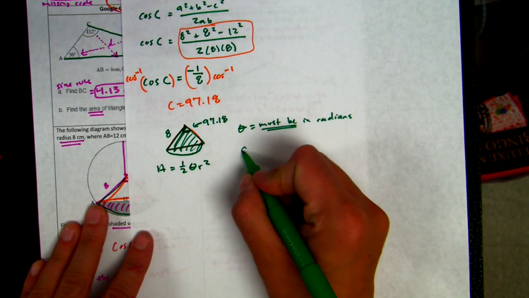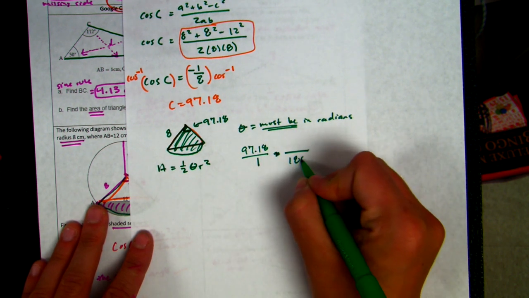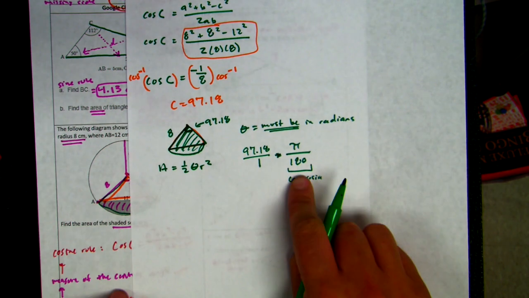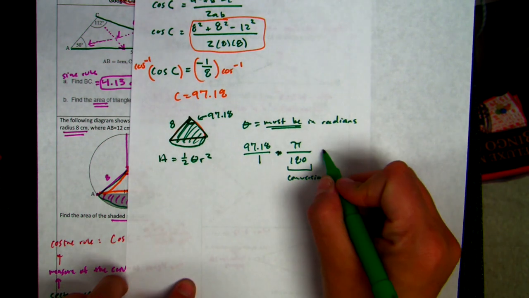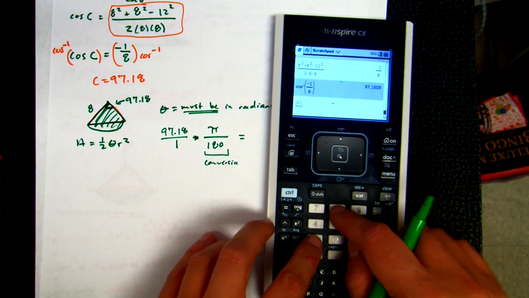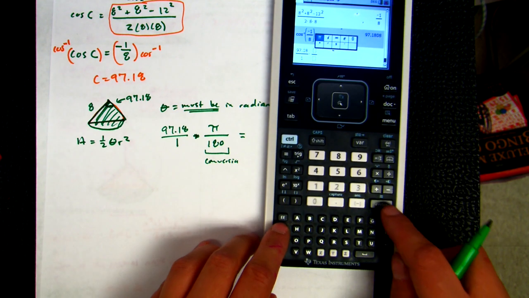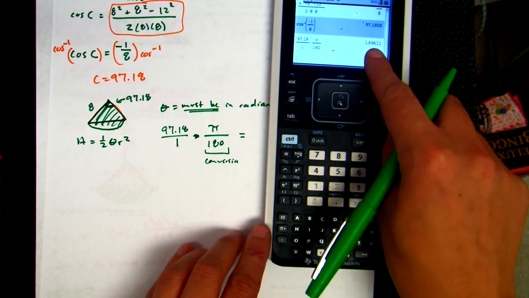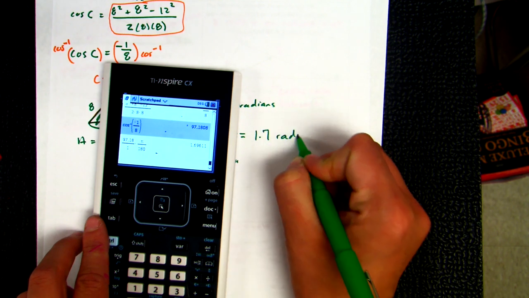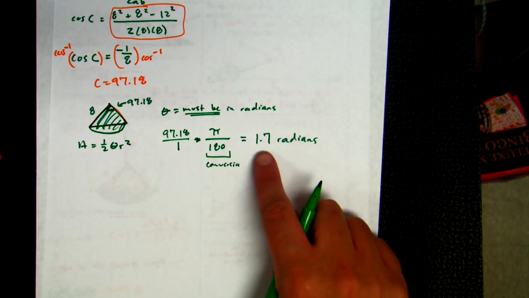If I have 97.18 degrees over 1 times 180 over pi, this is my conversion factor from degrees to radians. So if I multiply that together, I'm going to do 97.18 over 1 times pi, your pi button's down here on the bottom, over 180. That gives me 1.69611. I'm going to round that to 1.7 radians.